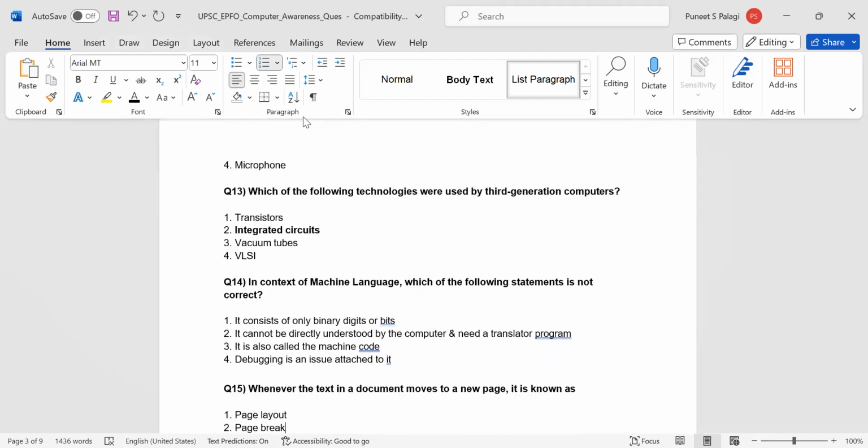Next, we have the next question: in context of machine language, which of the following statements is not correct? It consists of only binary digits or bits. It cannot be directly understood by the computer, need a translator program. It is also called machine language. Debugging is an issue attached to it.